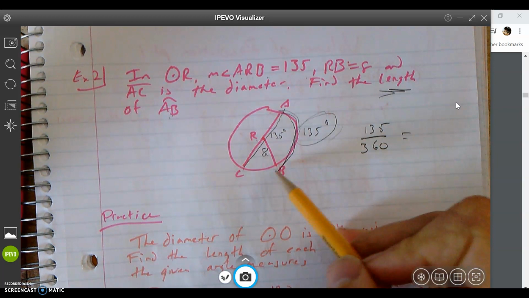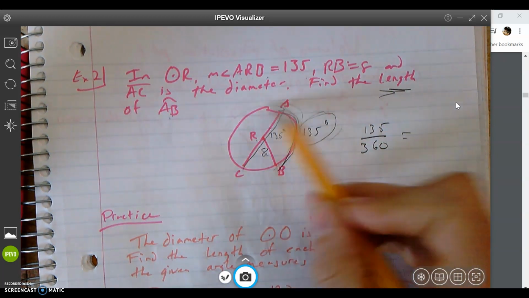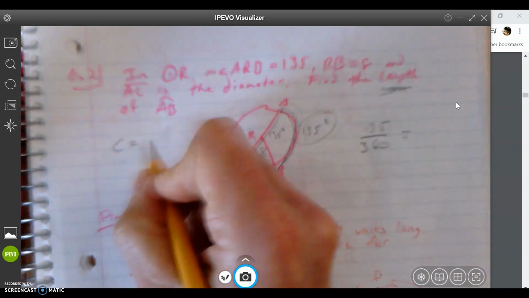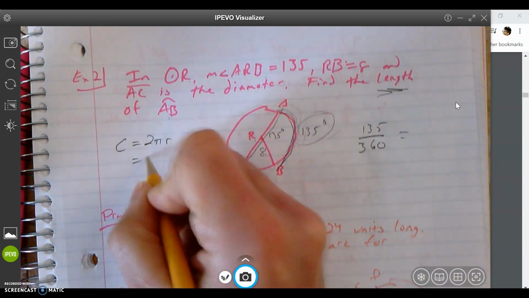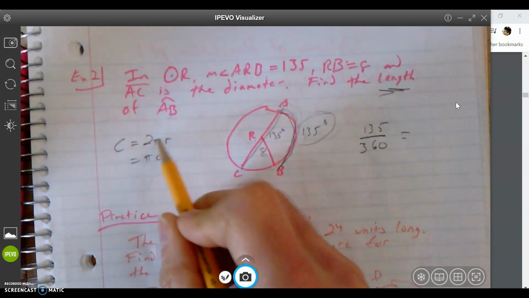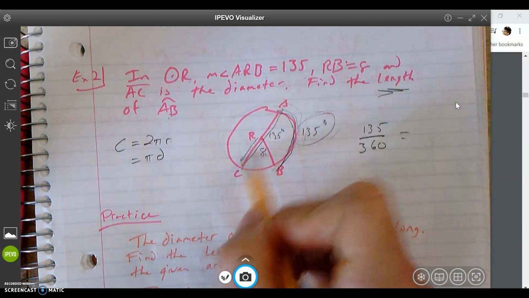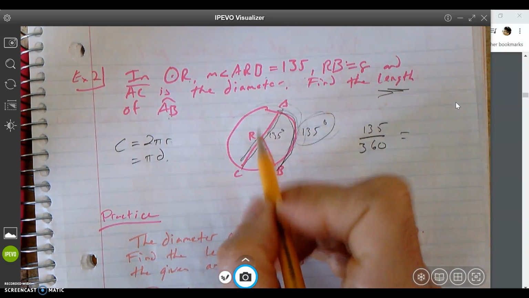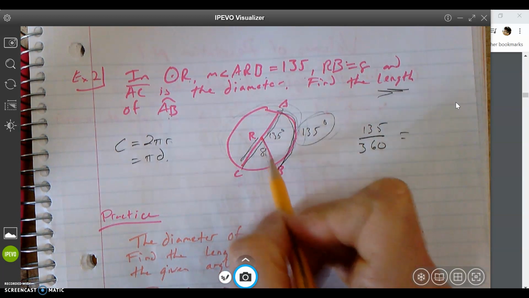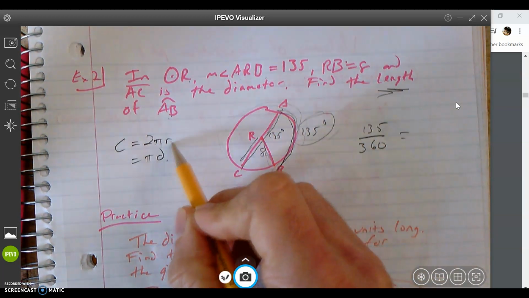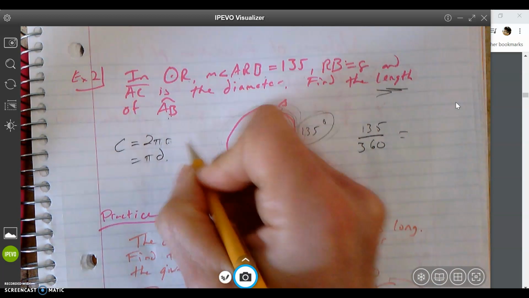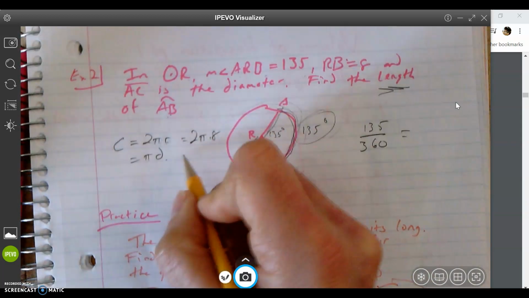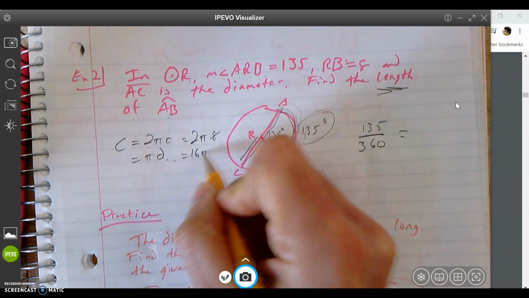Now, what do we call all of this all the way around the circle, like the perimeter of the circle? We call it the circumference. The circumference is 2 pi r, or pi times diameter, because 2 radii, like RC and AR, equal 1 diameter. So it says that RB is 8. That would be a radius, so I put that right here. So 2 times pi times 8 is my circumference, aka 16 pi.